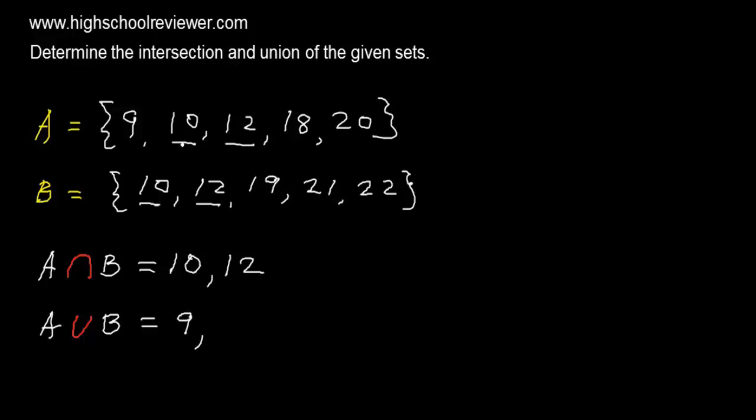And we have 10, but it is present in both A and B. We will write only once. The same for 12, although it is present in both A and B, we will only write once. And then we have 18, 19, 20, 21, and 22. So these are the elements or numbers that are in the union of sets A and B. And these are our final answers.